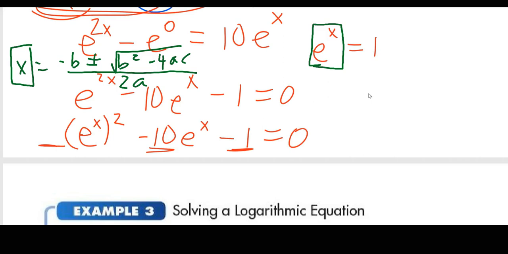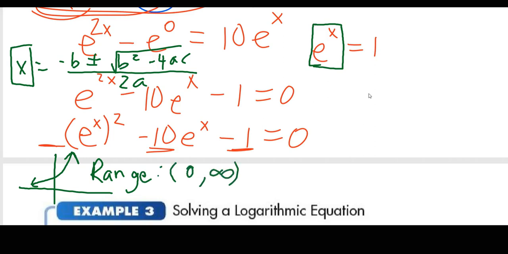Now, before we get too far, everybody knows what e to the x looks like. You should know. It's exponential growth. And everybody should know that exponential growth looks like this. Well, what do you know about the range of an exponential growth function? Well, the range goes from 0 to infinity. When is it ever equal to a negative number? It is not equal to a negative number, nor will it ever be.